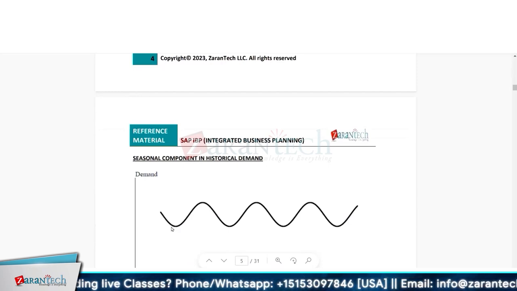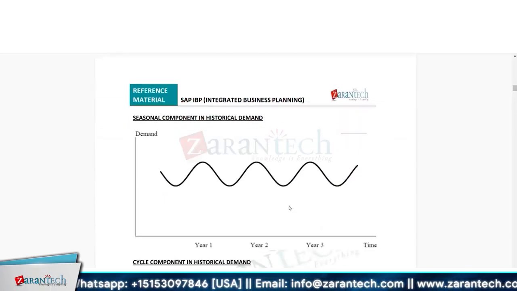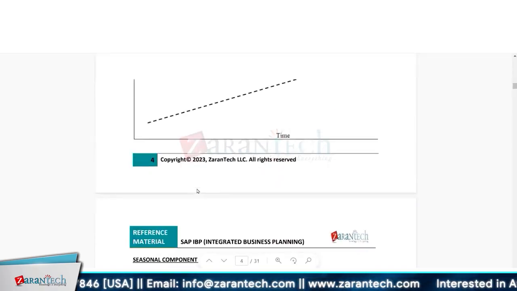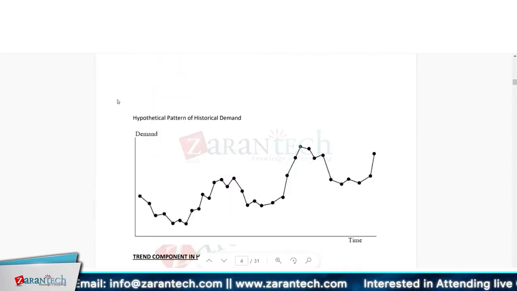You see a seasonal component. In the seasonality, when there is no season, the demand is dropping, and when there is a season, demand is at peak. So the seasonality component will look something like this. You can see year one, year two, year three. This is the time frame. In all these graphs, on the x-axis you see the time, and on the y-axis you see the demand.